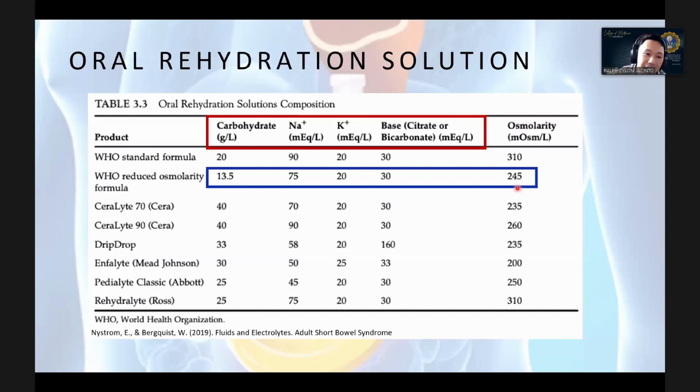So by making the ORS hypoosmotic, it increases the movement of water further. So this is an introduction to renal na rin.